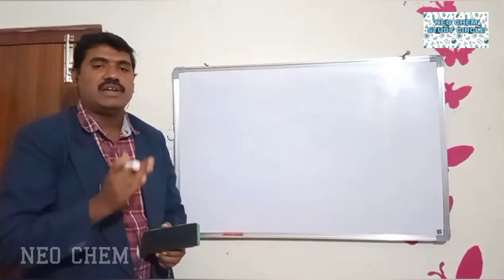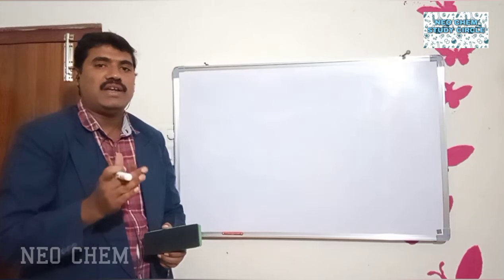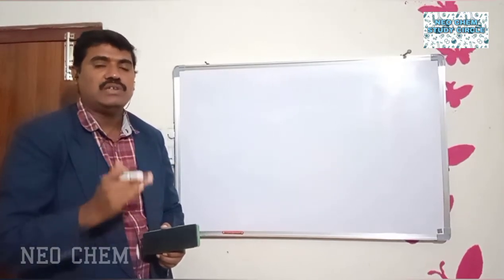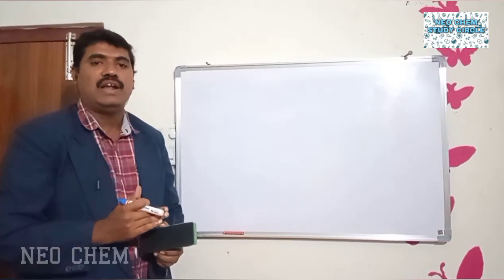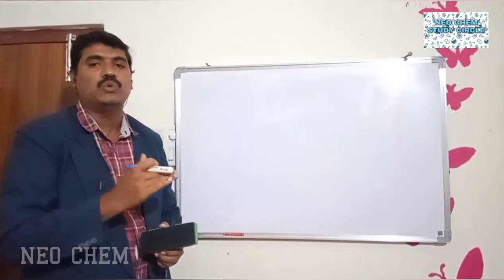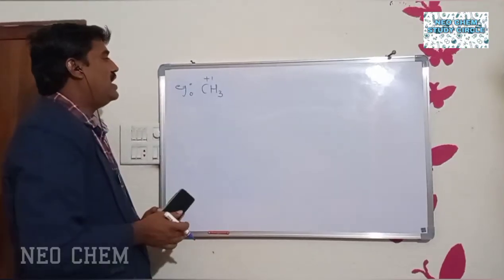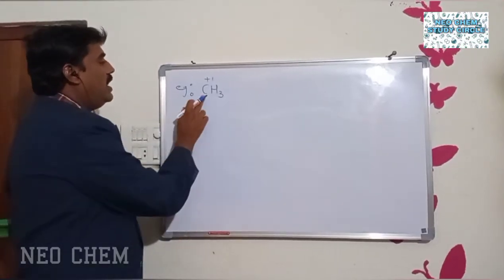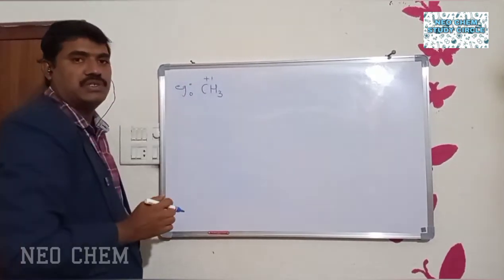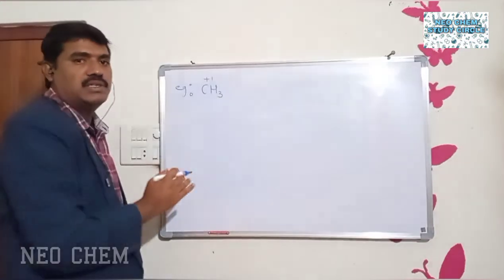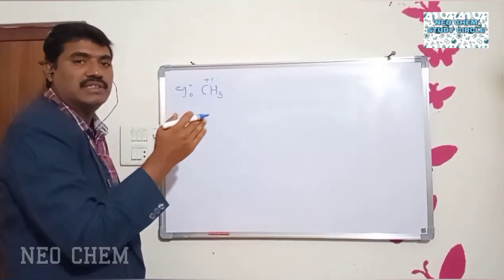Commonly, cations carry positive charge. When cations carry positive charge, they will have fewer electrons than their group number. For example, methyl carbocation. Here, carbon is carrying one positive charge, meaning carbon should have one electron less than its group number.